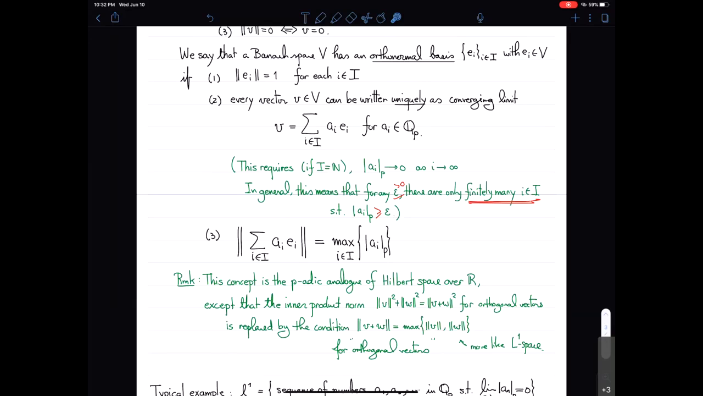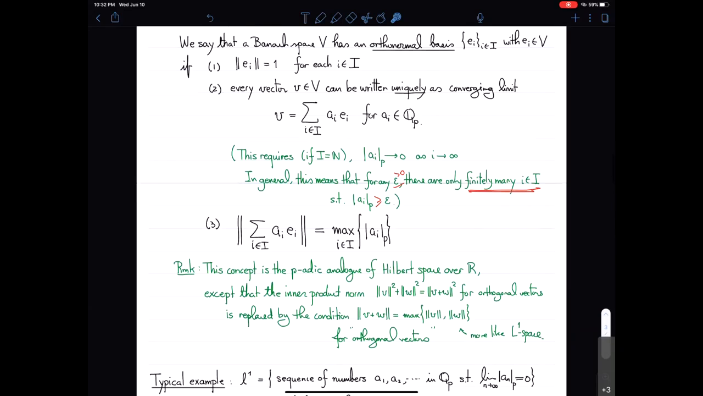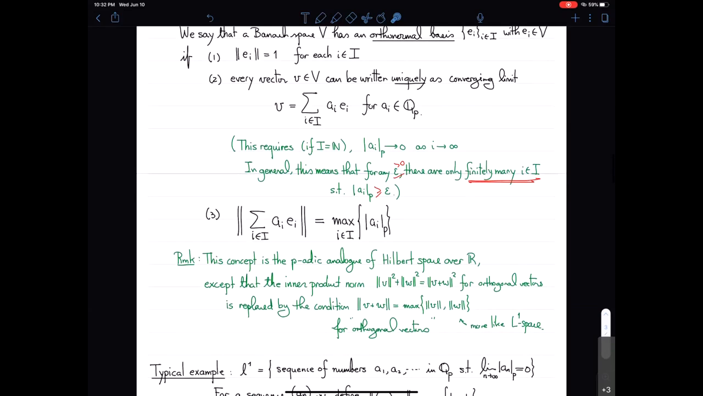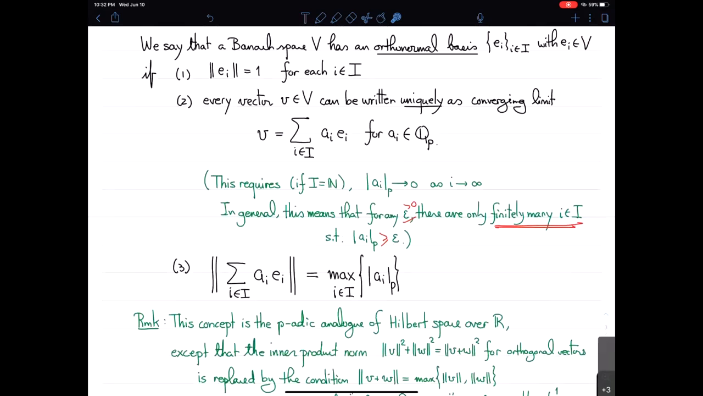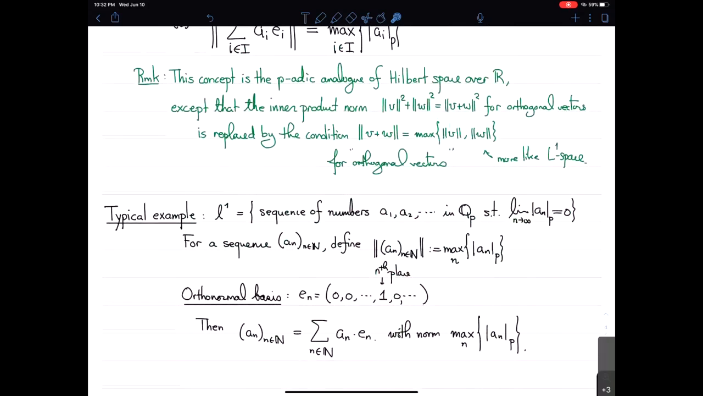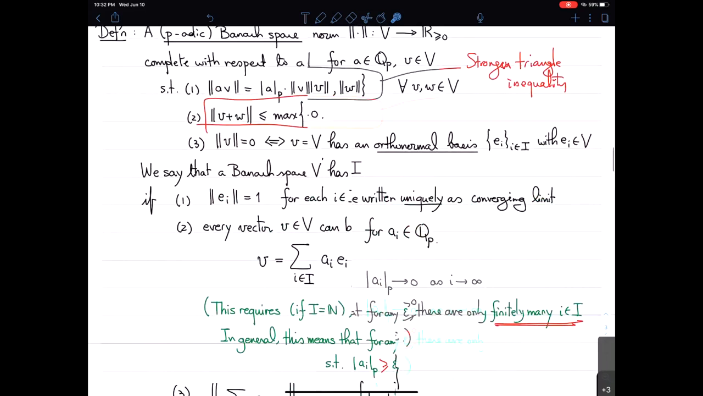In some sense, it looks more like an L1 space. And here's maybe a typical example of a Banach space with an orthonormal basis. I'm going to call it L1 because it looks like L1. It's a sequence of numbers, a1 through an, in Q_p. This is analogous to the example I have over here.